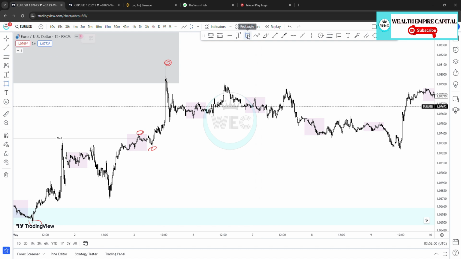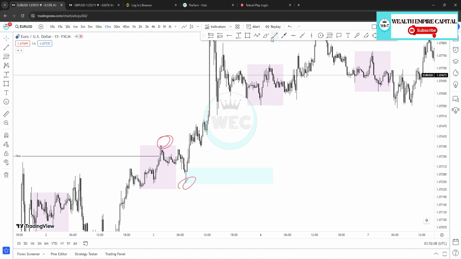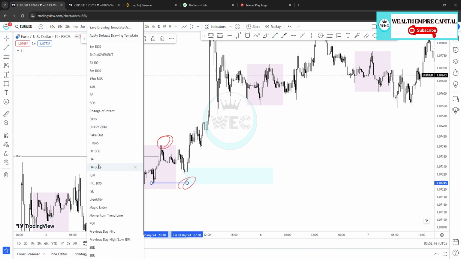So it means that this one was a point of interest. But I personally was looking for price to take out that point of interest, and the reason was because we had equal lows sitting there. So that was equal lows, like liquidity. So just show that liquidity.